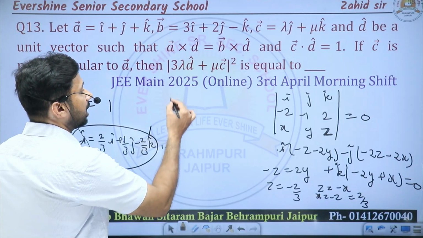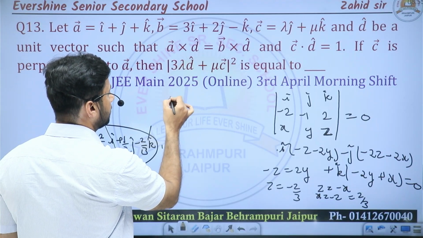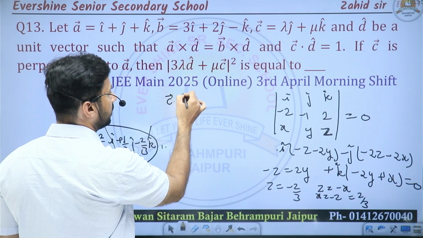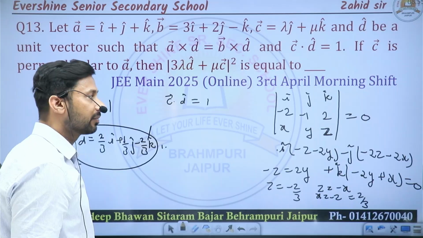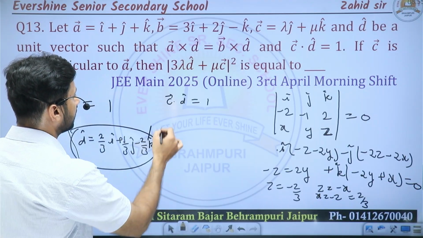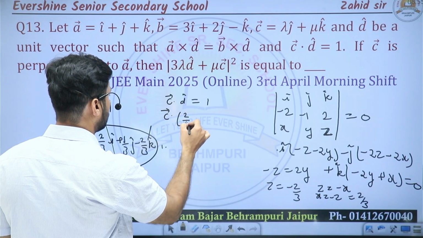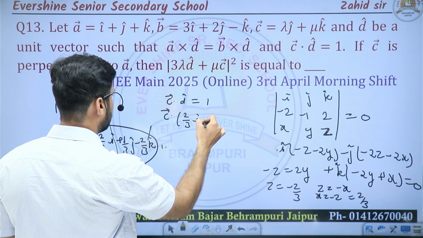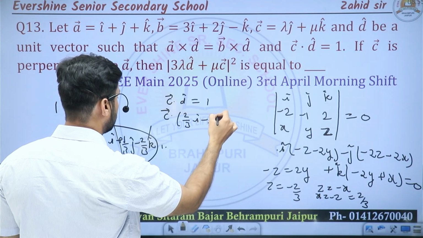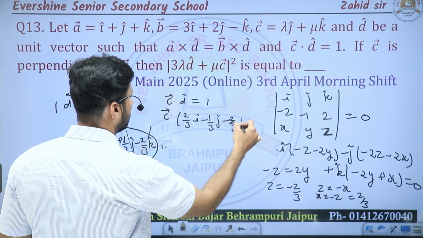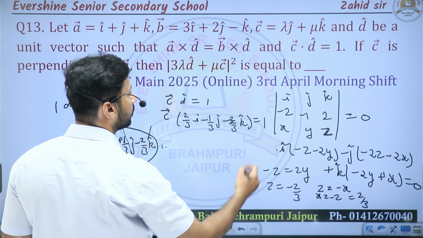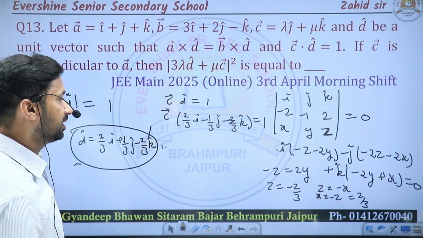Next, I am given c dot d cap equal to 1. This is your vector d. So c dot (2/3 i cap plus 1/3 j cap minus 2/3 k cap) equals 1. This condition is given to me.